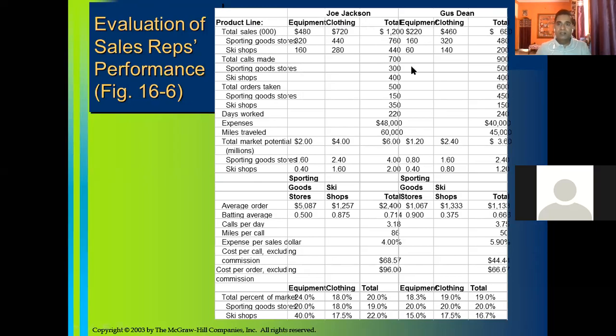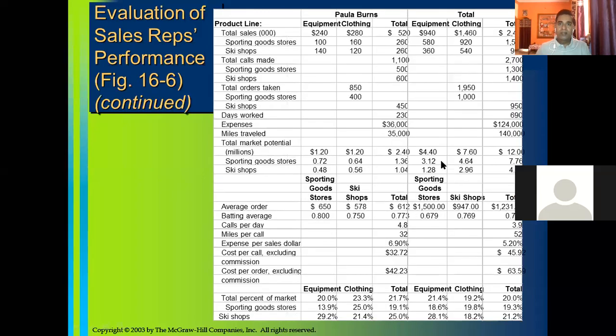The last three columns are for Gus Dean: equipment, clothing, and total, as well as sporting goods stores, ski shops, and total, and the overall total. The third is Paula Burns, in the same way: product line equipment and clothing and total, and sporting goods stores and ski shops and total, and overall total. And this represents the overall total of all three sales reps.